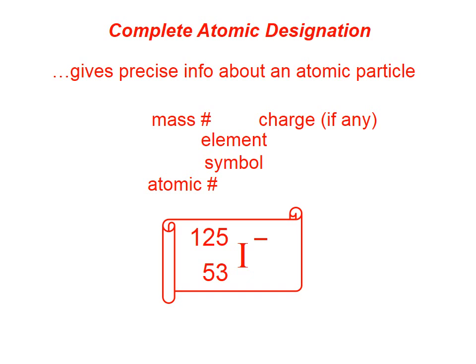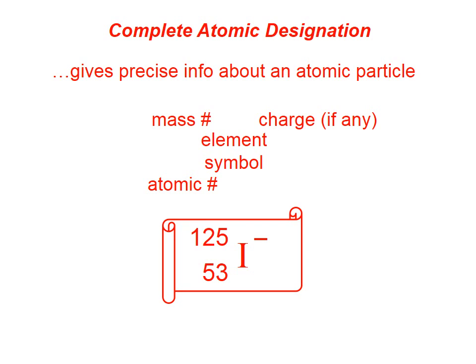So here's an example. Down here we can see that this element symbol is I, which means this is iodine. From the periodic table, iodine has an atomic number of 53. The mass number is 125, and this has a charge of -1.